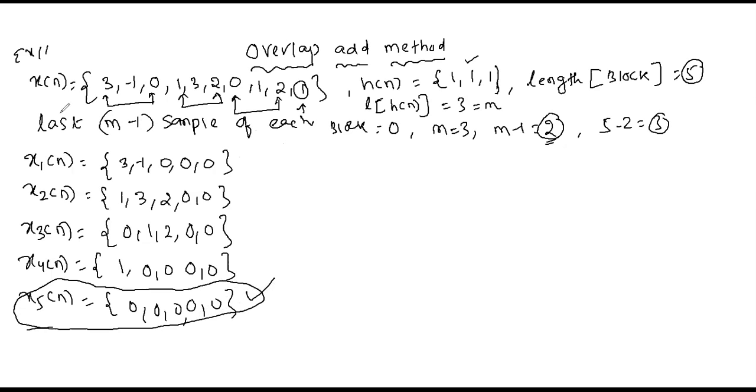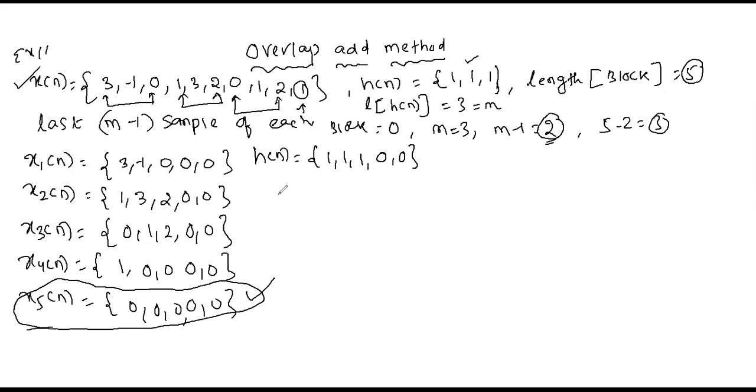So what we did: we divided the input sequence x(n) into a number of blocks. How many blocks did we get? 1 to 4, so 4 blocks, because the fifth one is all 0. Once you get all 0, you stop here. Then h(n) equals 1, 1, 1. Again, you have to change the length of h(n) to equal the length of the block. Now the length of the block is 5 and the length of the impulse response is 3, so I append 2 zeros to make it equal to the length of the block. Okay, this part is over.